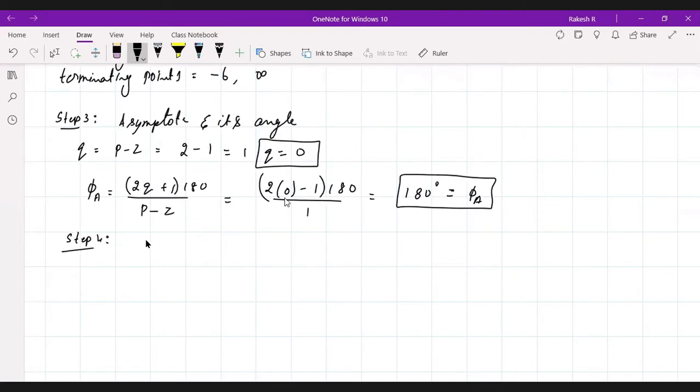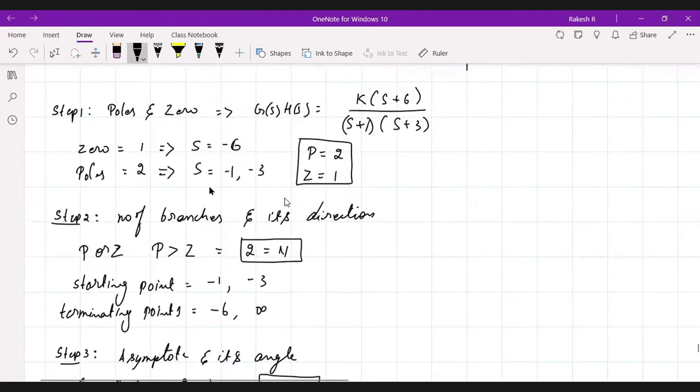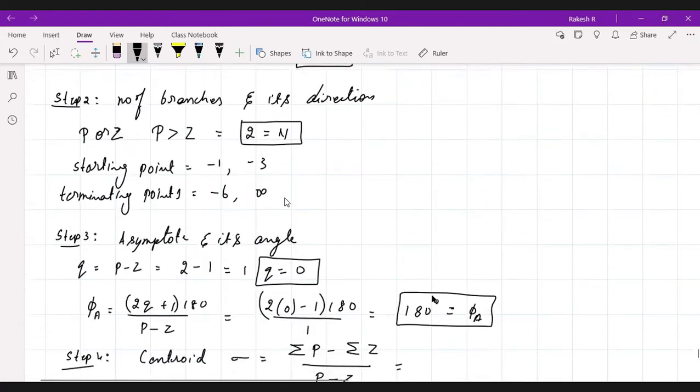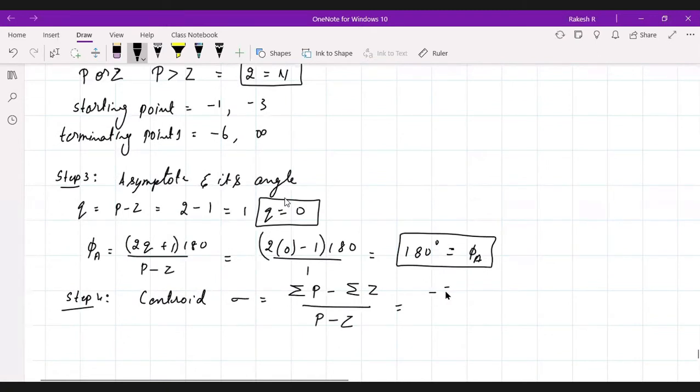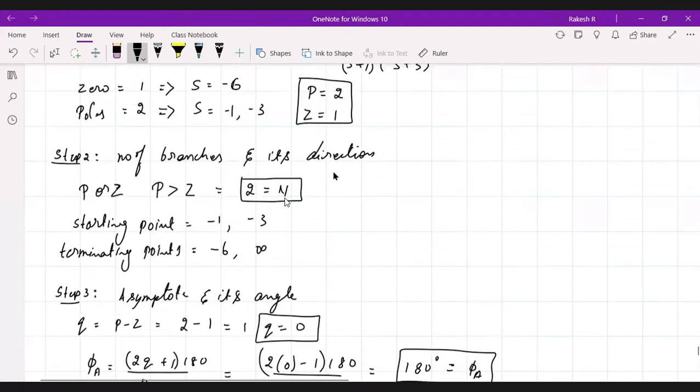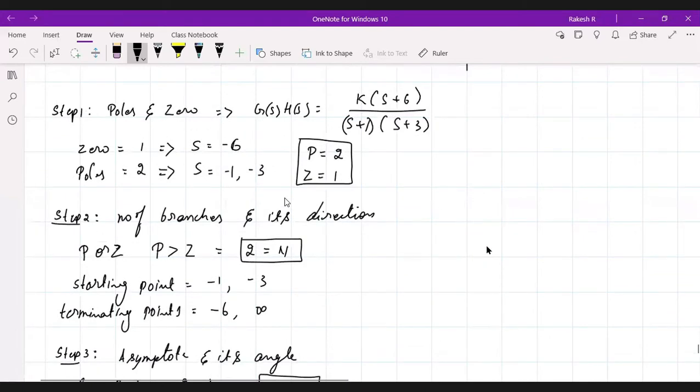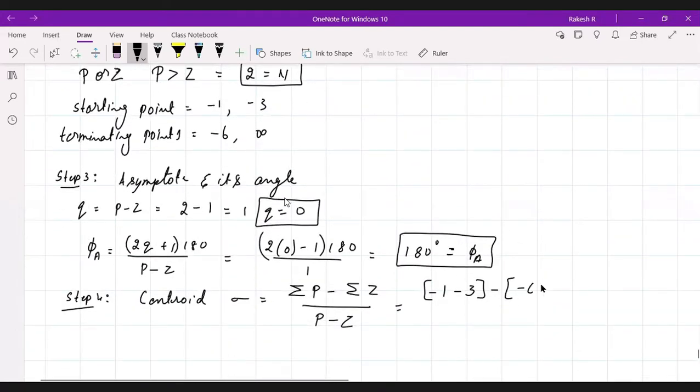In step 4, we need to find out the centroid. To find the centroid, what is the formula we have? Centroid is the summation of real parts of poles minus the summation of real parts of zeros, divided by the number of poles minus the number of zeros. The real parts of the poles we have as -1 and -3. So I'll write -1 and -3 for the summation of real parts of poles, minus the summation of real parts of zeros. The real part of the zero is -6 only.